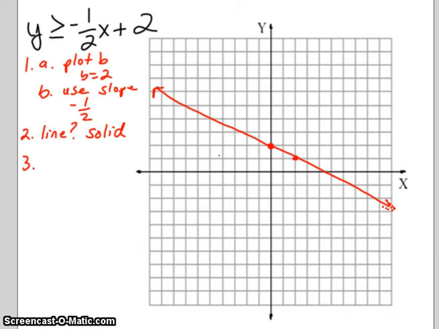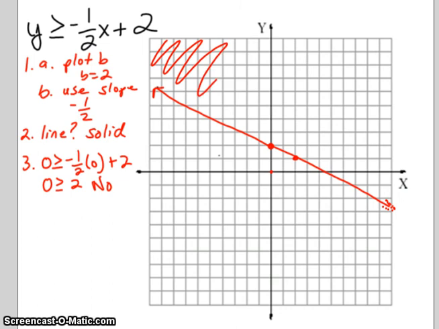Alright, step 3. We're going to sub in any point that's not on our line. We could use 0, 0 again. Alright, so 0 is greater than or equal to -1/2 times 0 plus 2. Alright, 0 is greater than or equal to 2. Alright, another one, that's no. Alright, so we're not going to shade this side right here. Alright, we're going to shade the side opposite 0, 0.